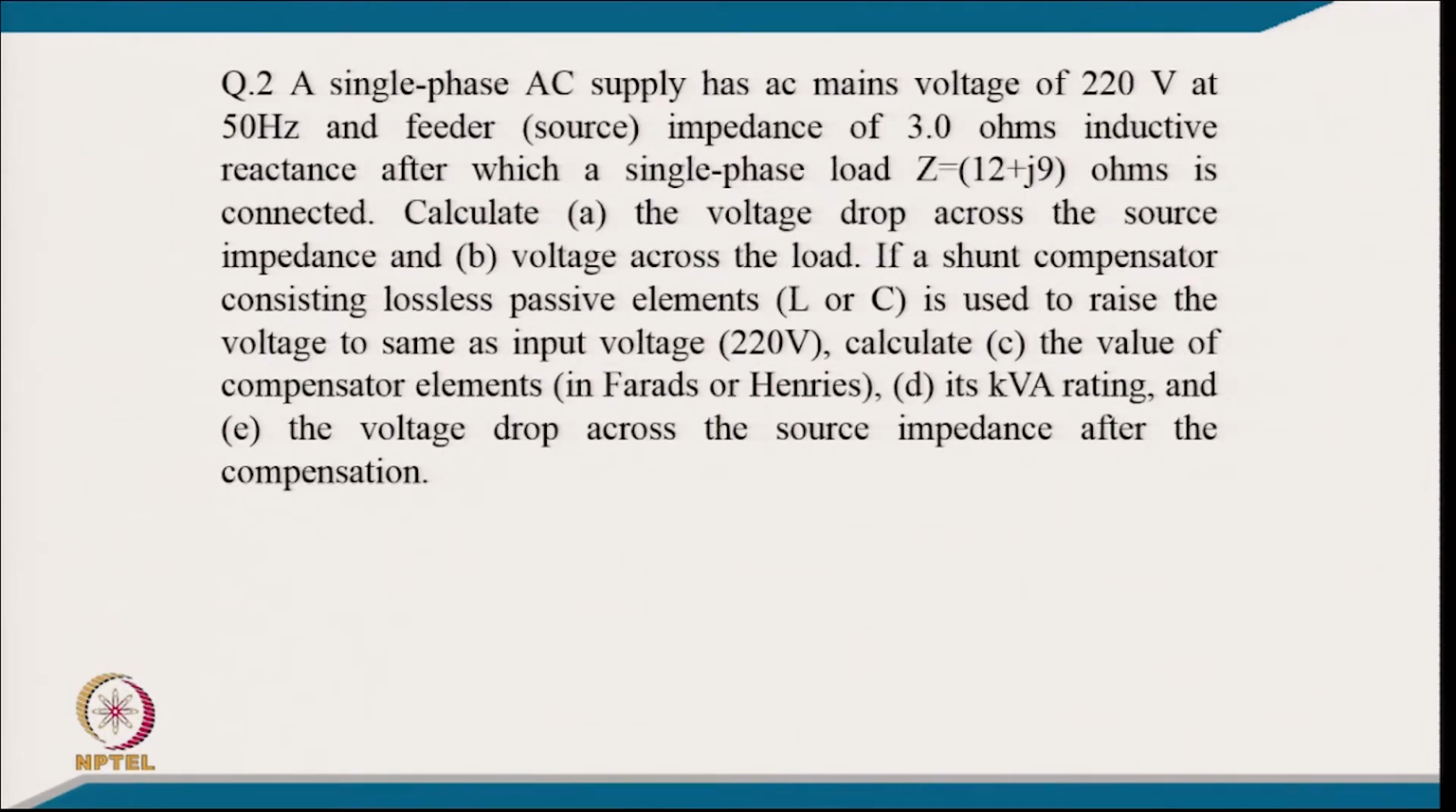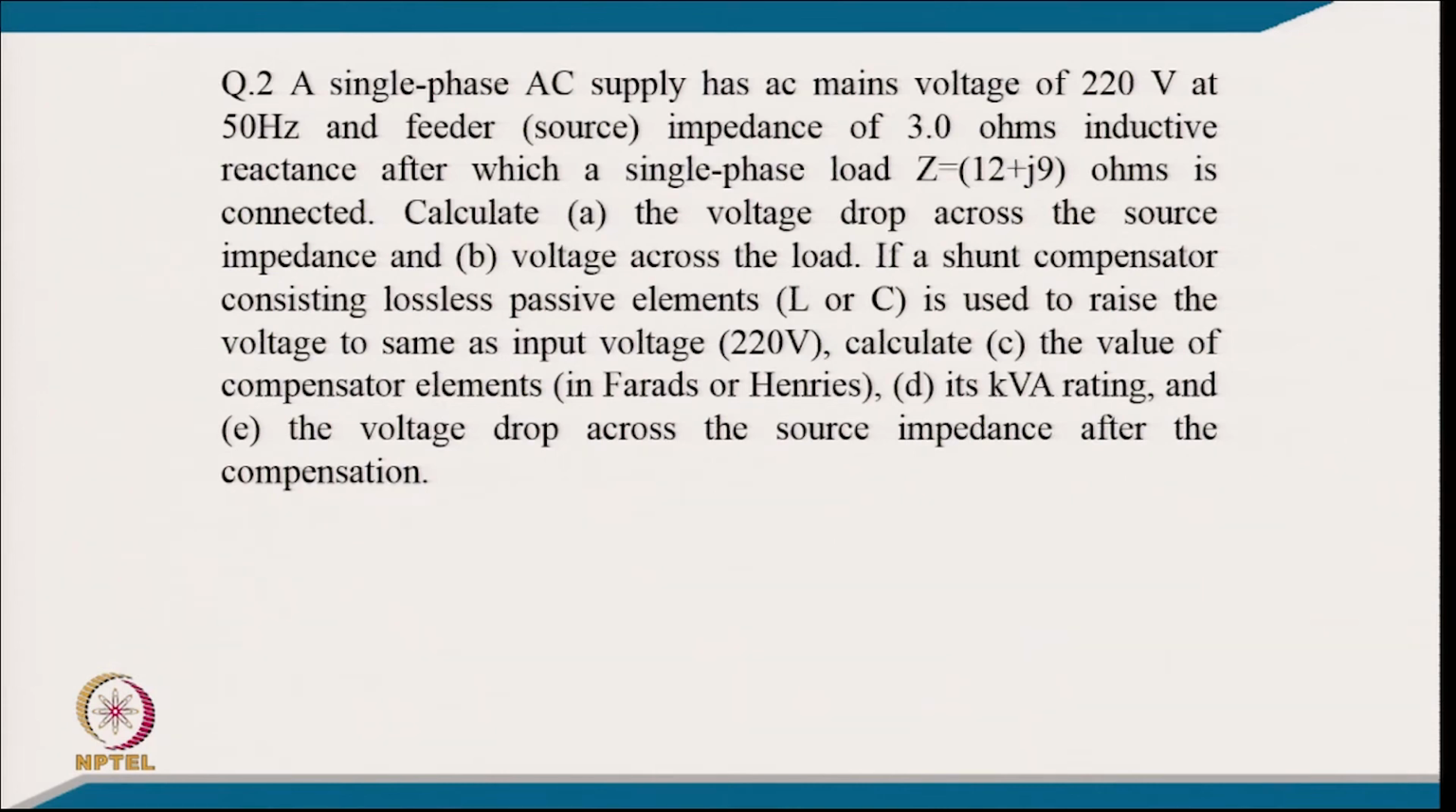Here a single phase AC supply has an AC mains voltage of 220 at 50 hertz. The feeder, here we have considered the feeder impedance of 3 ohm inductive reactance, after which a single phase load of 12 plus J9 ohms is connected. I mean, we have considered the source impedance here. It may be the leakage impedance of your transformer, I mean short circuit impedance of the transformer, which is highly inductive, and you can have a feeder inductance.